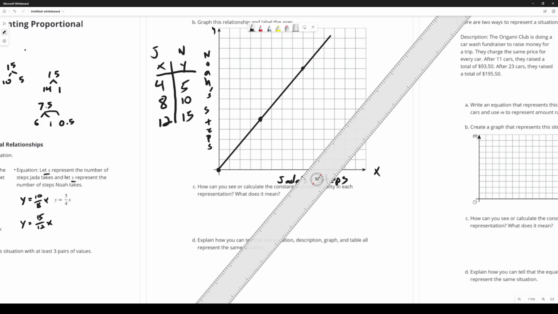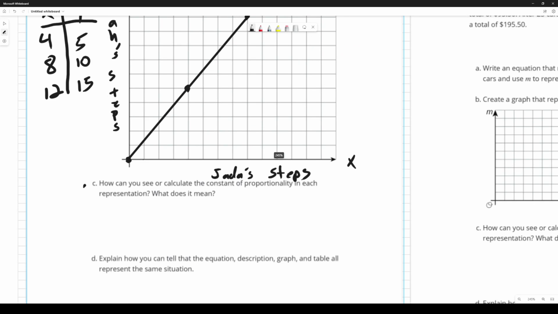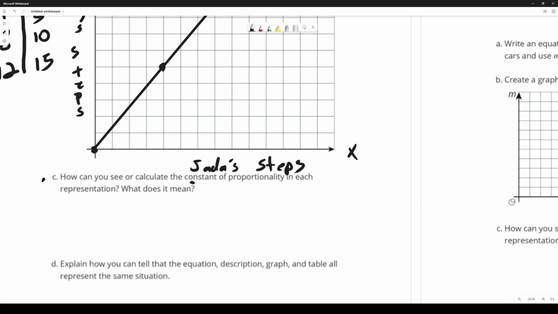So there's my line, which represents the relationship between Jada's steps and Noah's steps. Part C says, can you see or calculate the constant of proportionality in each representation? Well, that constant of proportionality has a couple of different names. The constant of proportionality is also the rate of change in a proportional relationship. It is also the slope. So, how can we see or calculate the constant of proportionality in each representation? The way we would do that is to, one, find the slope.